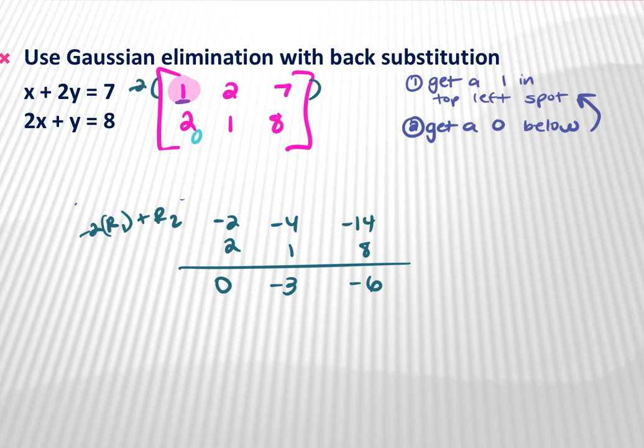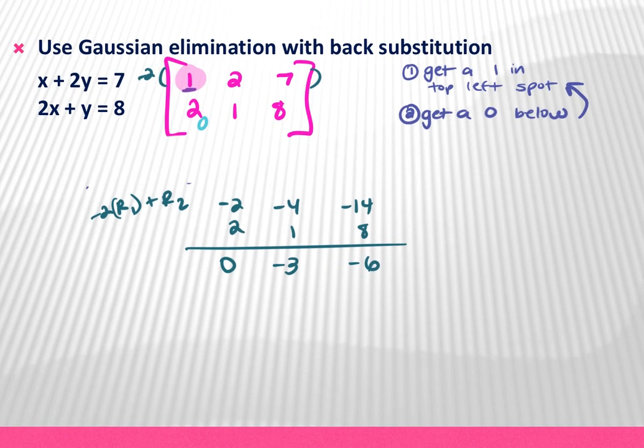Now listen carefully. When I add row 1 and row 2, I can replace either row 1 or row 2 with my new row. Not both. So which row was I trying to replace? Row 2. So I'm going to leave row 1 alone. I'm always going to write my original in pink so that I know. I'm going to leave row 1 alone, and I'm replacing row 2 with 0, -3, -6. The 1 is gone, which is why I never try to get the diagonal before I get the zeros.